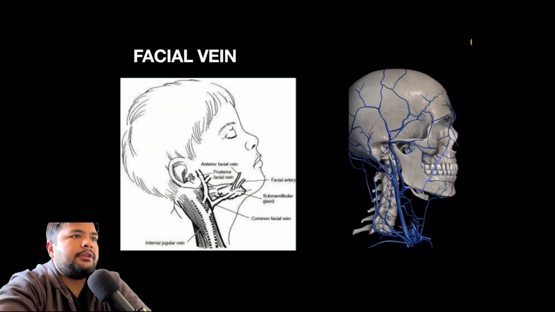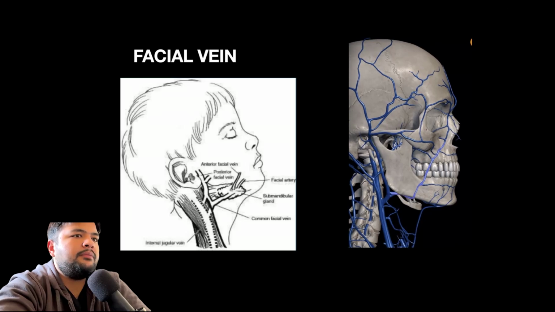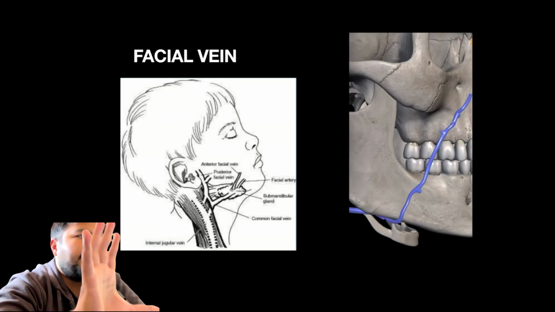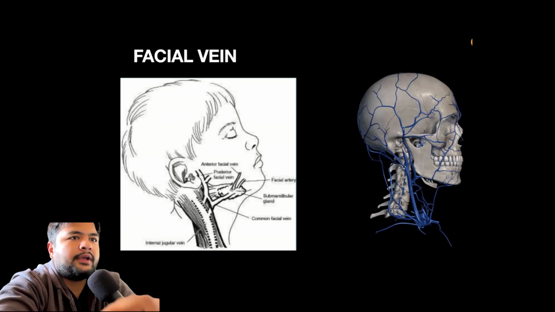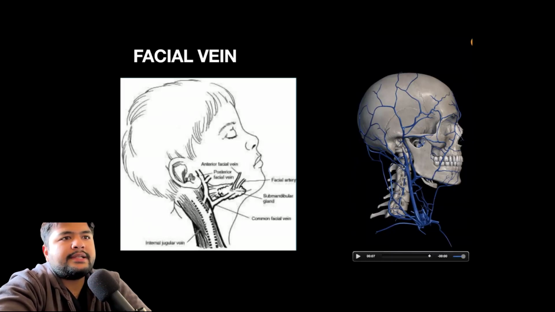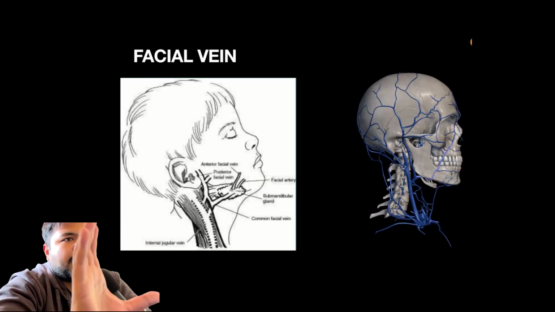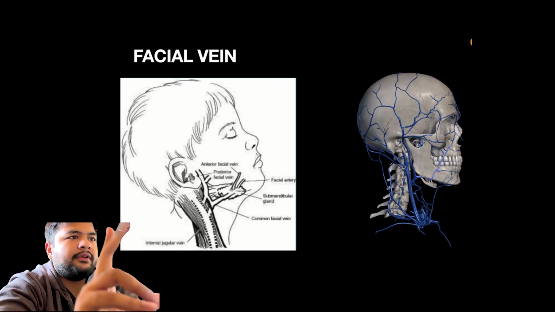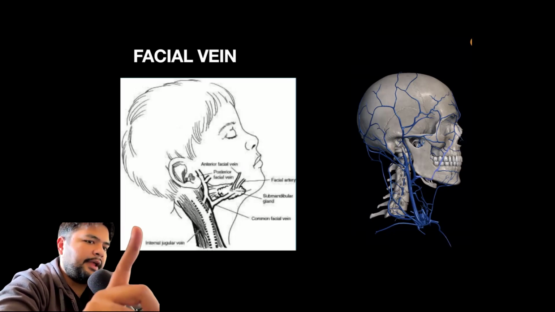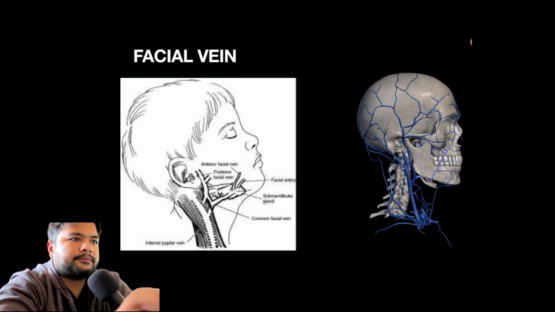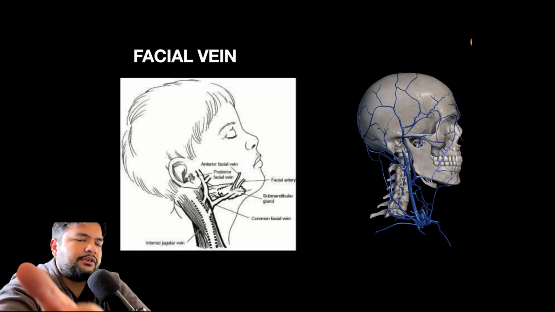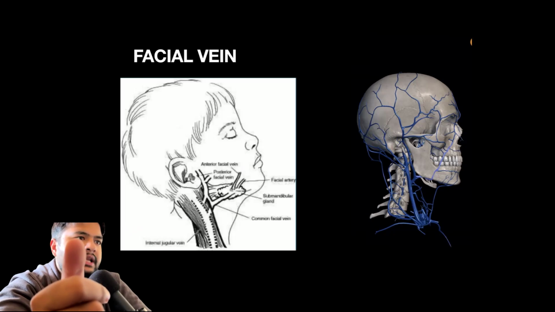And coming to the facial vein, one of the most important veins of the head and neck. Here on the right side, near the anterior border of the masseter, we have the facial artery and the facial vein. We'll be discussing the relation of both the vessels to each other in the coming slides.